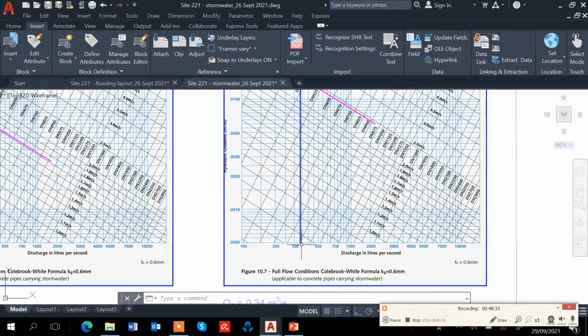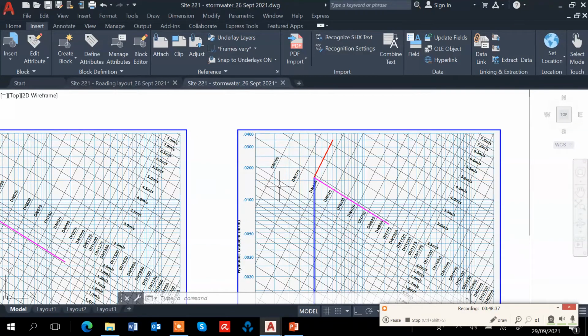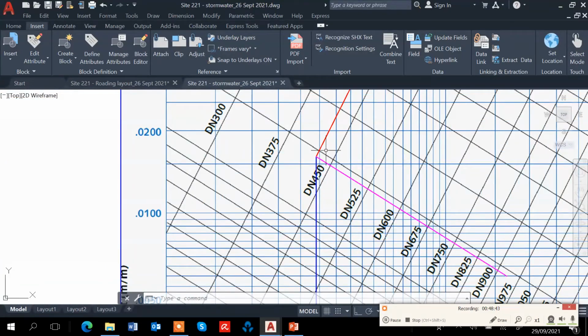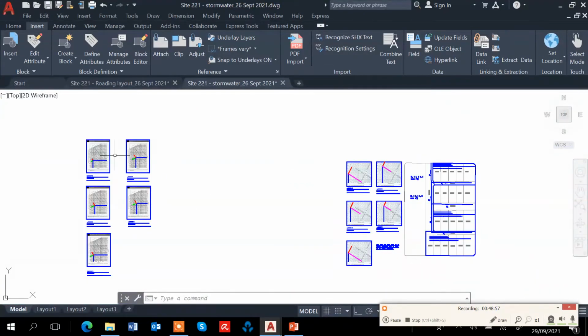0.34, 340 liters per second, and then also 0.16. So I also get close to 450. So I have to use between 375 and 450. So I have to use the 450, and the speed is about 2.4 meters per second.